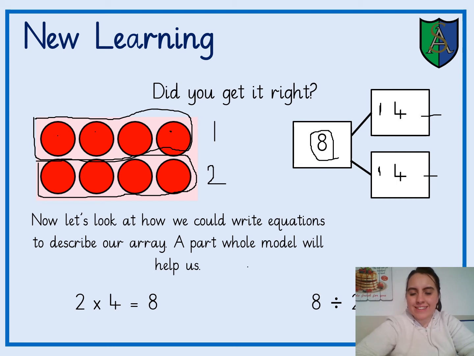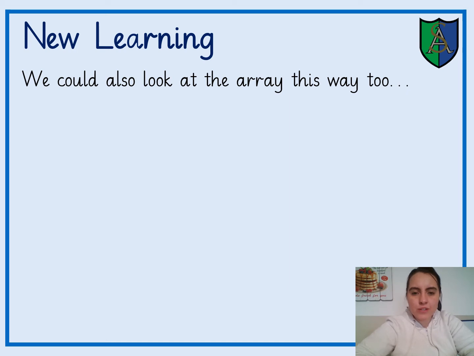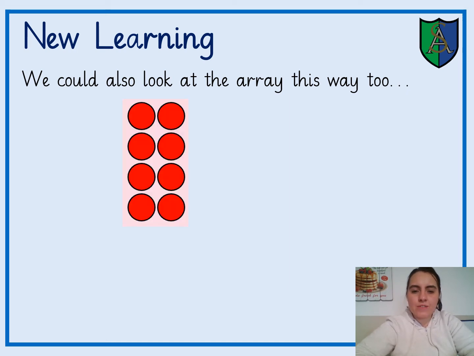We could have looked at this in a different way. Let's have a look, because this representation, we could have turned it around and looked at it differently. Let's see it now on the next page. Okay, so we could have looked at the array like this. We could have said that it was 1, 2, 3, 4. We could have said there are 4 rows with 2 in each. Look, 4 rows, 1, 2, 3, 4 rows, both with 1, 2 on each.